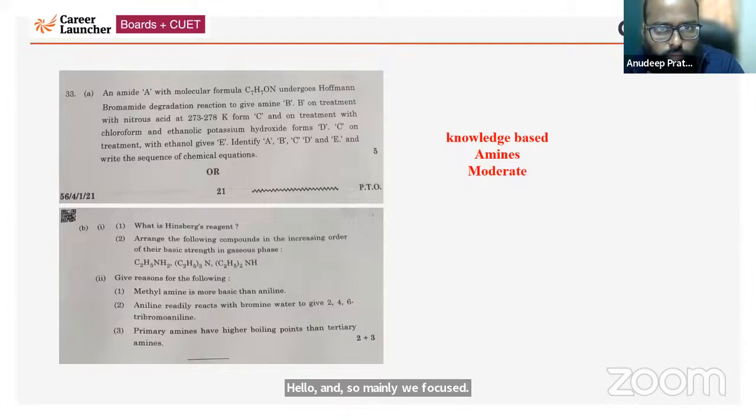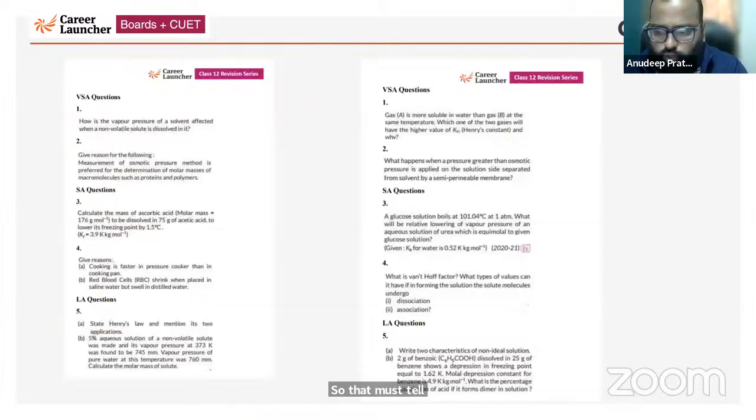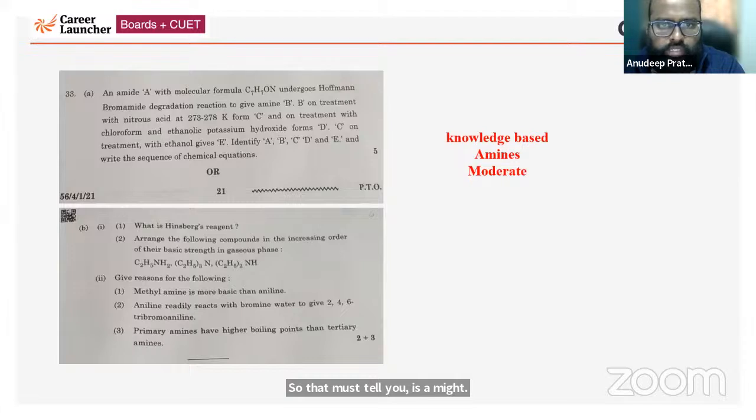An amide A with molecular formula C7H7ON undergoes Hoffmann bromamide degradation to give amine B. So that must tell you A is an amide. He has mentioned that, so you can easily write what C7H7ON is. I think this is a benzamide.